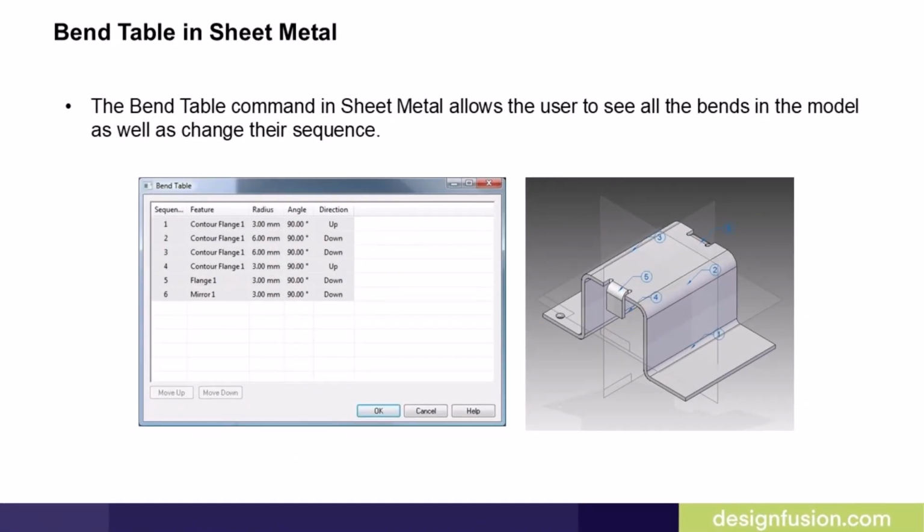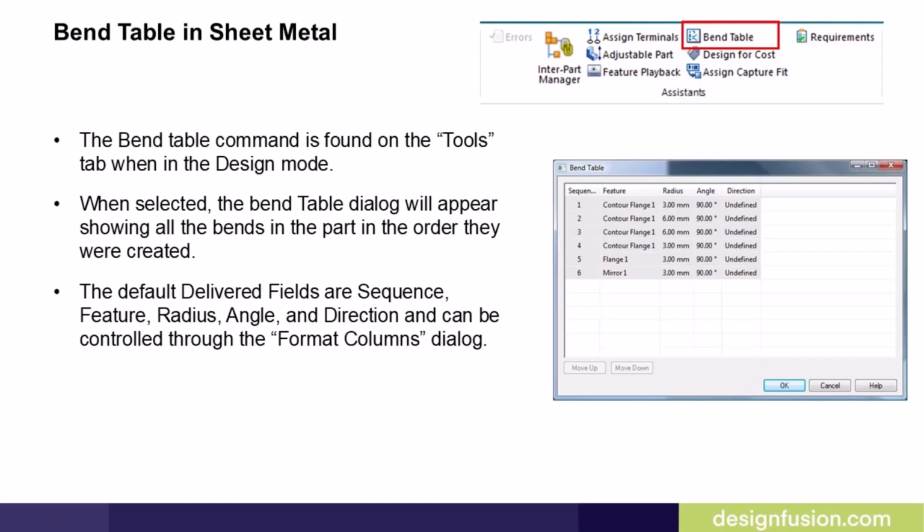Bend data is captured automatically in the sheet metal document when you create a bent part. You can display the bend data on the design part in the sheet metal model using the bend table command. You can also change the sequence of the bends in the bend table. The bend table command is found on the Tools tab when in the Design mode.